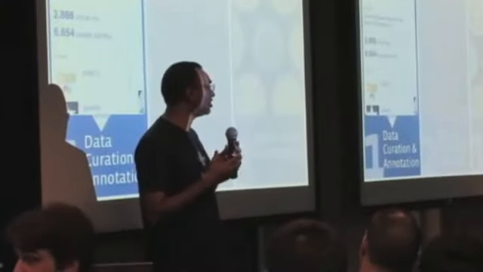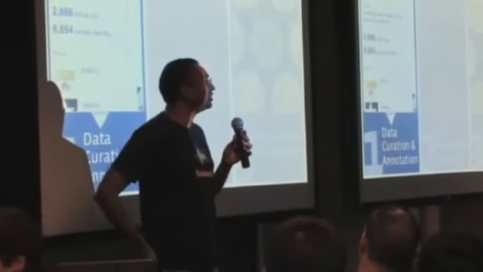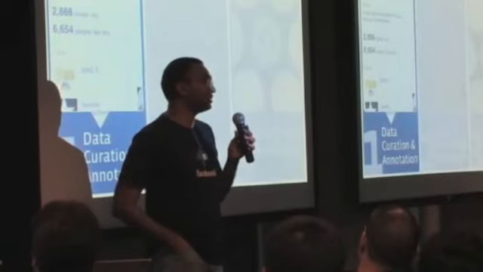Right, so the first part is data curation and annotation, which is essentially how do we gather the structured data. So most of you probably know that at Facebook, we have this thing called the social graph, and there are nodes corresponding to people, and there are edges corresponding to the friend relationship between people.